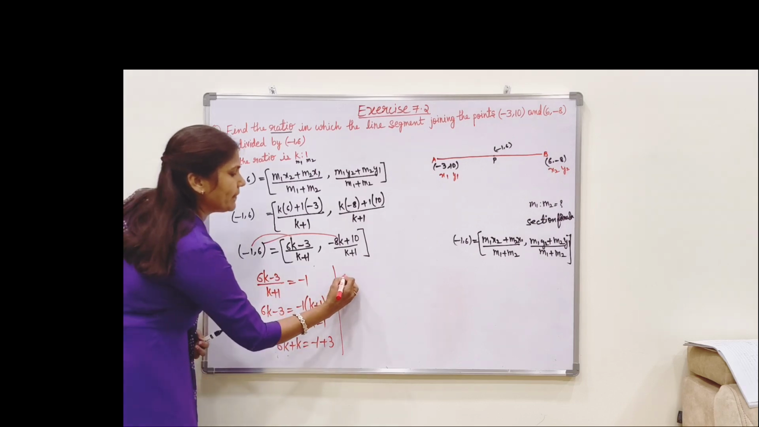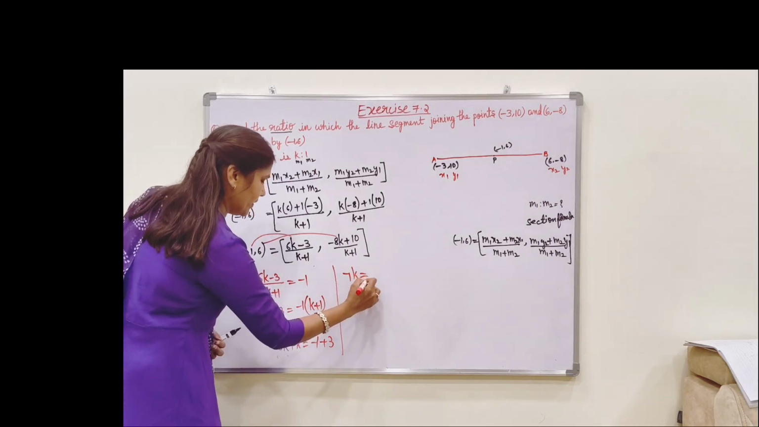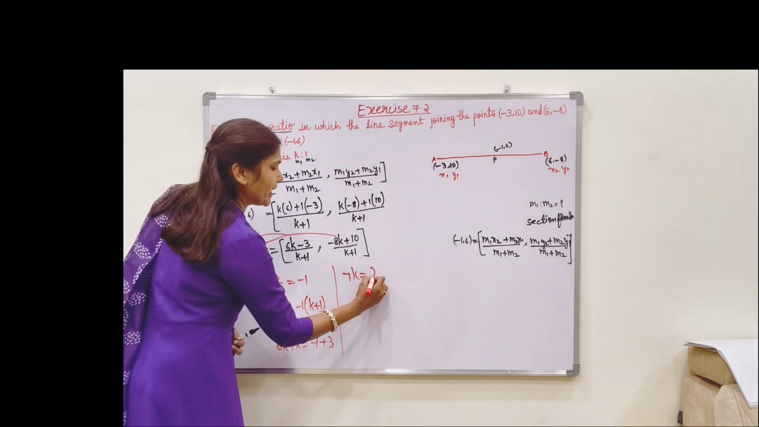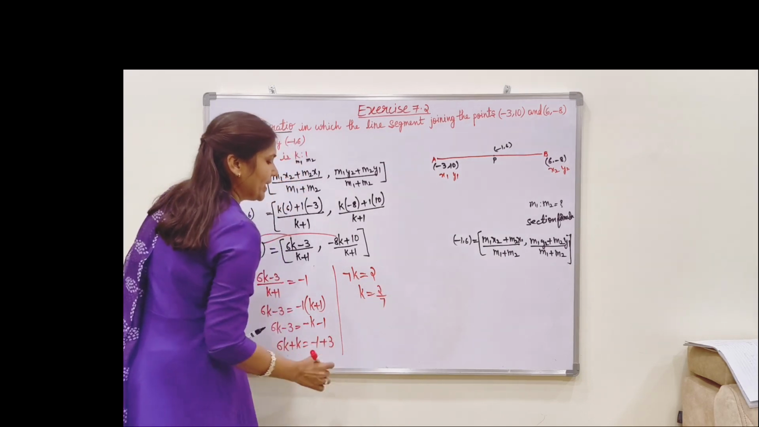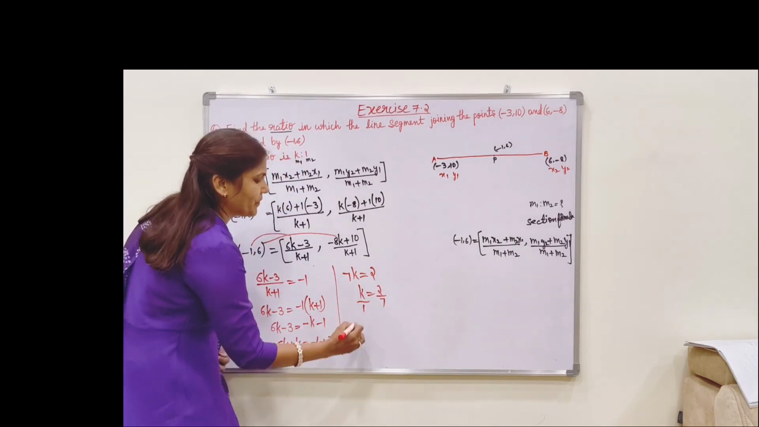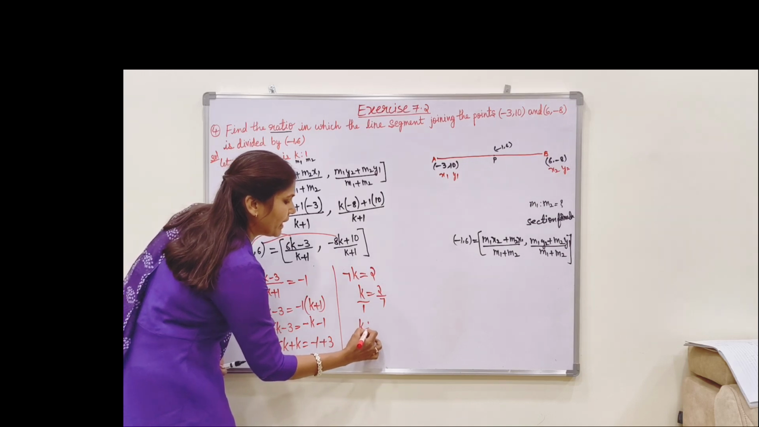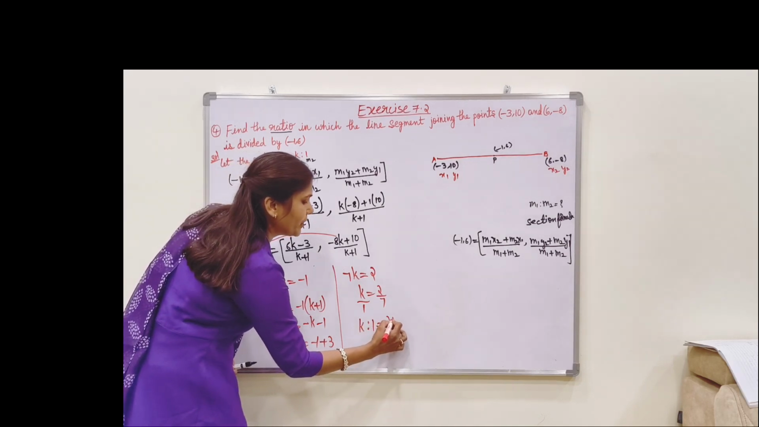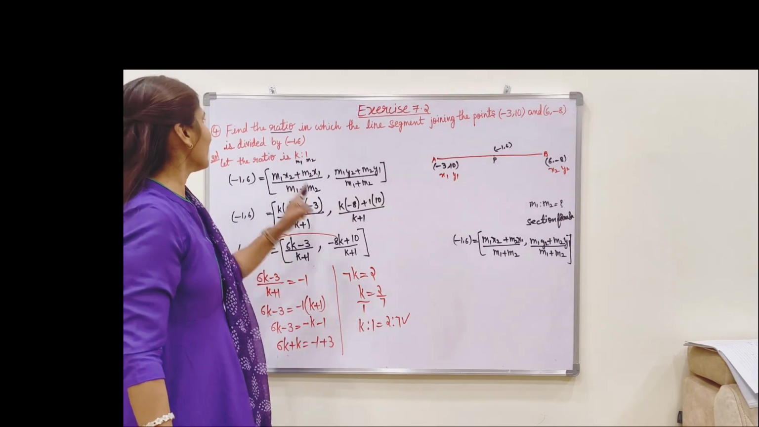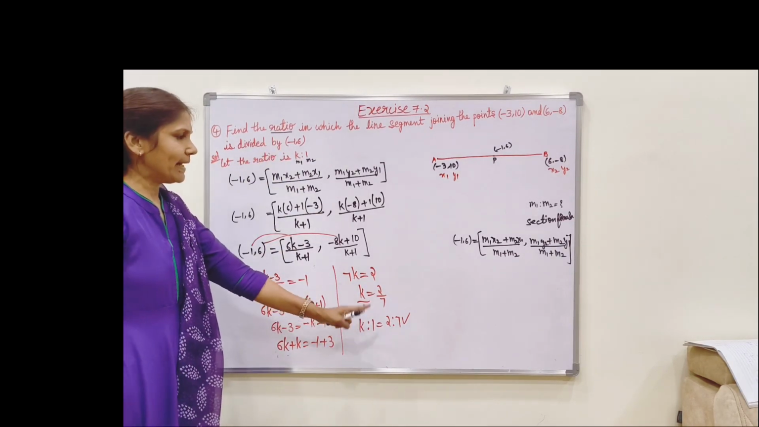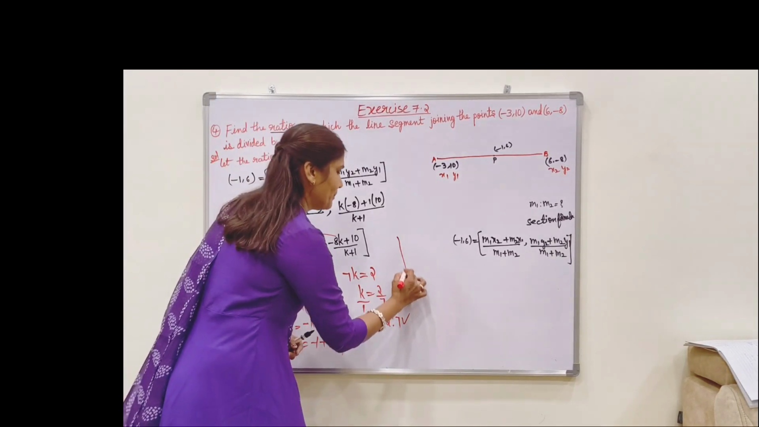See, 6k plus k, 7k is equal to, this 2 simplified means you will get 2. K is equal to 2 by 7. Down nothing means what? 1. So k is to 1 is equal to, you will get 2 is to 7 answer. This ratio is 2 is to 7. In the question asking ratio, so that answer is 2 is to 7.